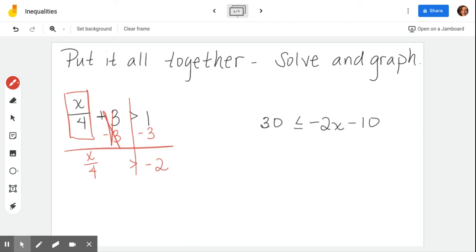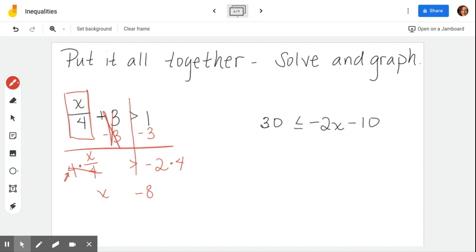Back to my variable. The opposite of dividing by 4 is multiplying by 4. I do that on both sides to keep it balanced. On the left, it cancels and gives me X. On the right, negative 2 times 4 is a negative 8. Now, I did get a negative answer, but I multiplied by a normal positive 4.